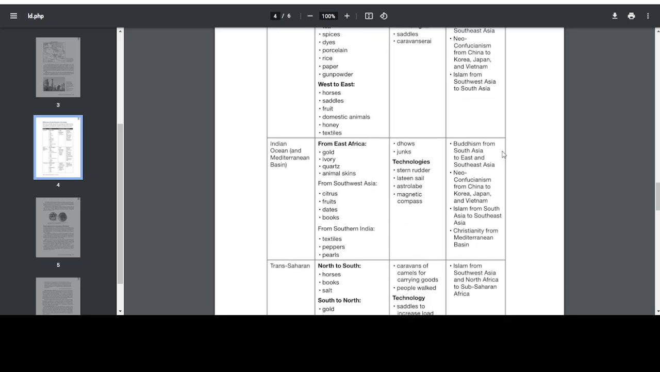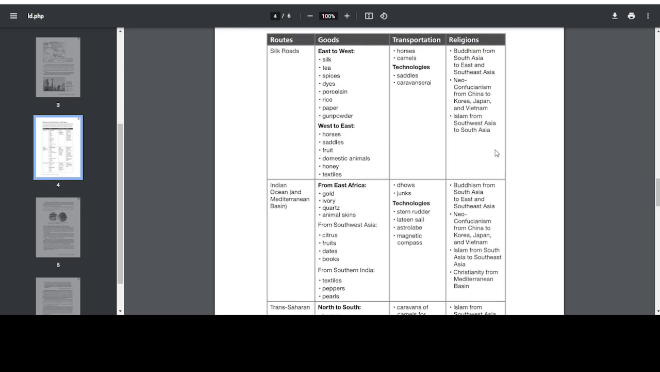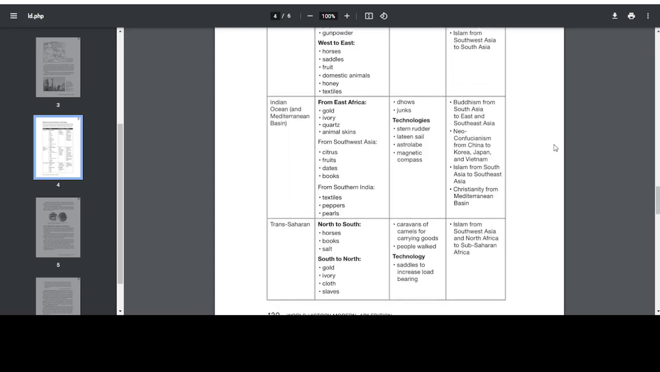Alright, Route, Indian Ocean and Mediterranean Basin. Goods from East Africa: gold, ivory, quartz, animal skins. From Southwest Asia: citrus, fruits, dates, and books. From Southern India: textiles, peppers, and pearls. Transportation: dhows and junks. Technologies: stern rudder, lateen sail, astrolabe, magnetic compass. Religions: Buddhism from South Asia to East and Southeast Asia, Neo-Confucianism from China to Korea, Japan, and Vietnam. Islam from South Asia to Southeast Asia, Christianity from the Mediterranean Basin.